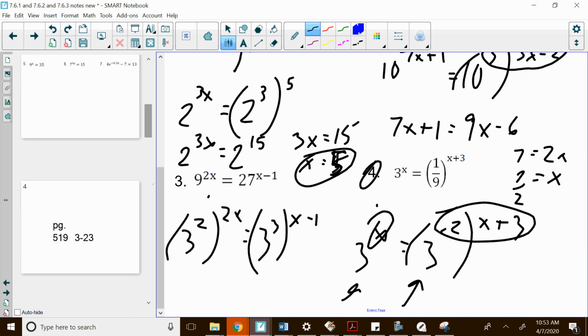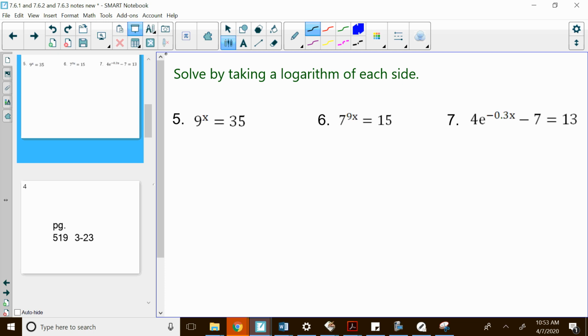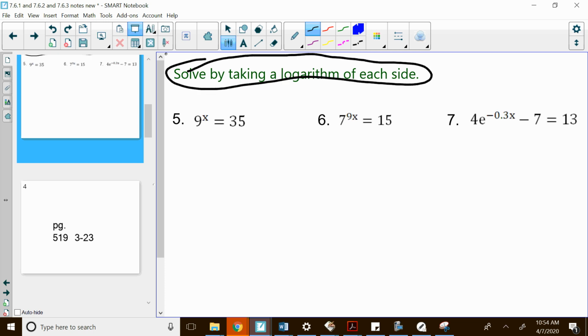So that's solving when we have two bases, one on either side of the equation. Now let's evolve here. What if you had 9 raised to the x, but it wasn't equal to another base raised to a power? It was just equal to 35. What we'll do in these scenarios is take the logarithm of both sides, or we'll take these equations and write them in log form.